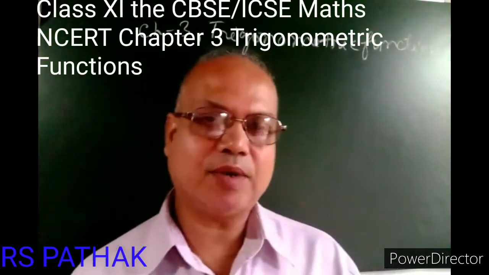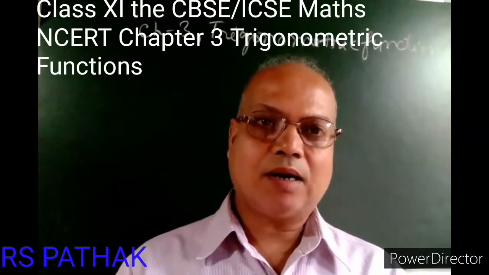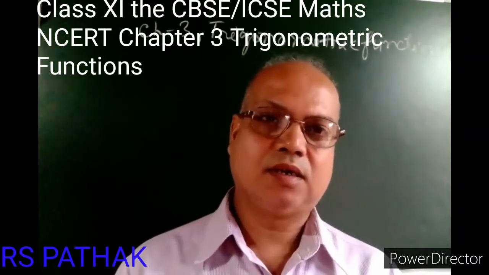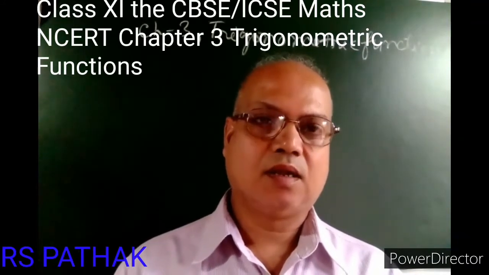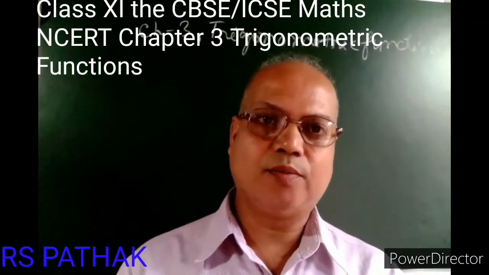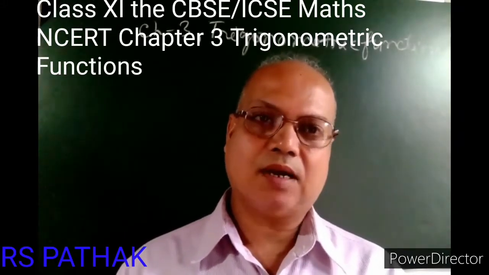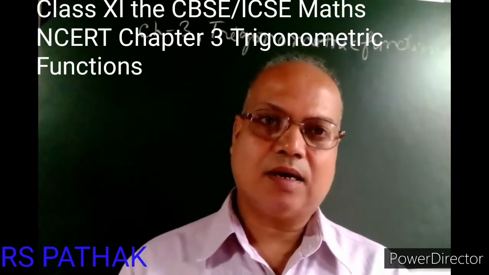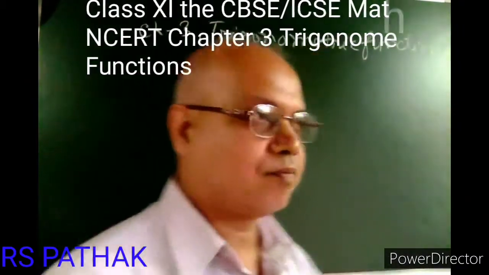Before starting the chapter, you should know the basic concepts. What are the methods by which angle measurements are done? Angle measurements are done in two methods. The first method is called degree measurement and the second method is called radian measurement. I will explain it one by one. First of all, angle measurement.